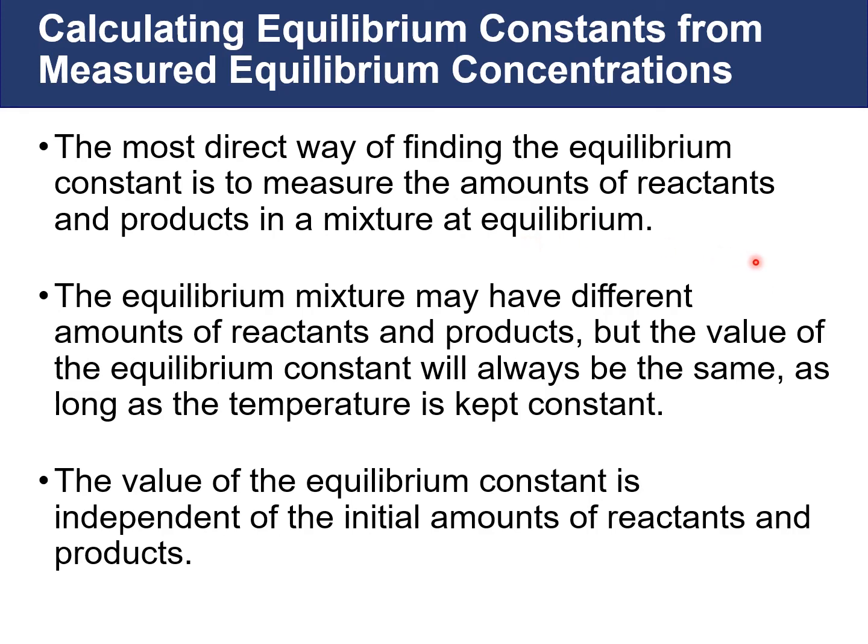The equilibrium mixtures may have different amounts of reactants and products, but the value of the equilibrium constant will be the same as long as the temperature is kept constant. So as long as you don't change the temperature, the equilibrium constant is a constant value. It will not change. The value of the equilibrium constant itself is independent of the initial amounts of the reactants and the products. As we saw when we were looking at the system of hydrogen gas and iodine forming hydroiodic acid several videos ago.